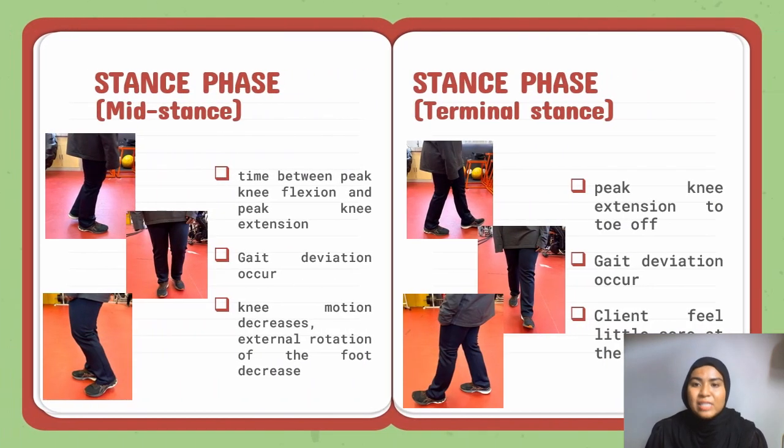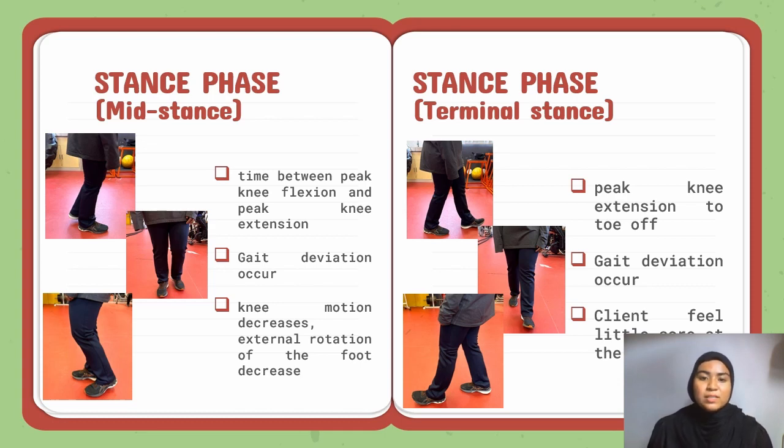Now, for the mid stance phase, this is the time between peak knee flexion and peak knee extension, during which the patient may exhibit a gait deviation. Okay, for information, during this phase there are also some changes in knee motion that decrease, as well as a decrease in external rotation of our client's foot.